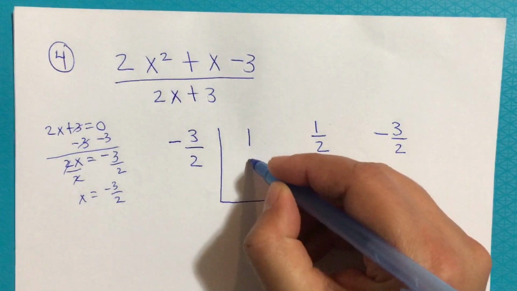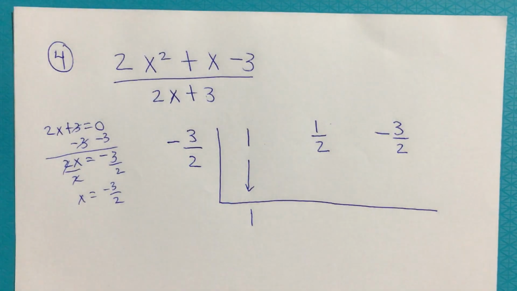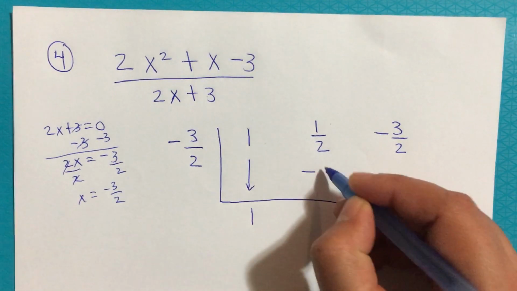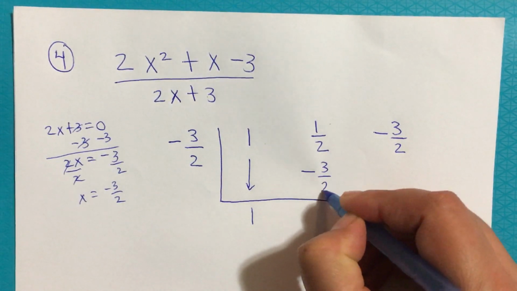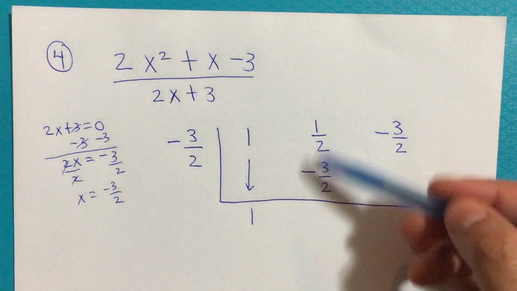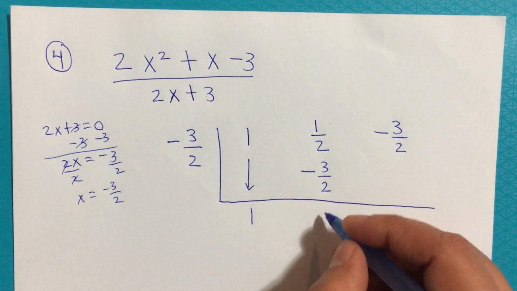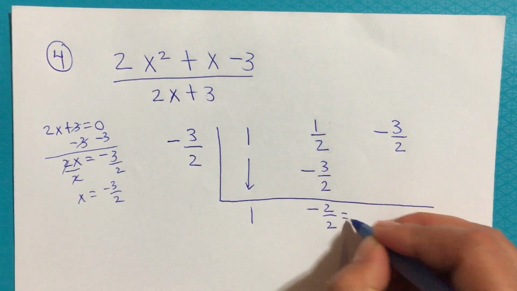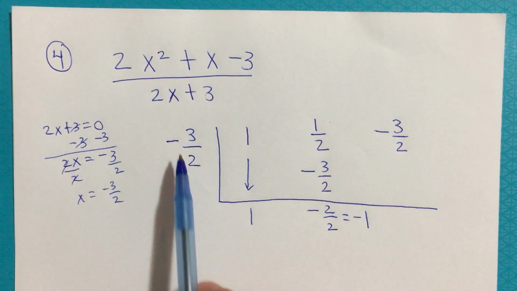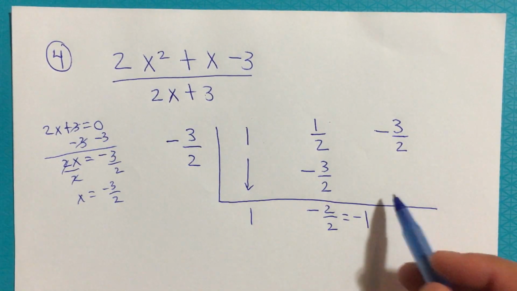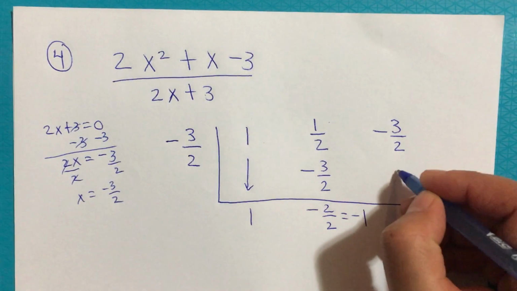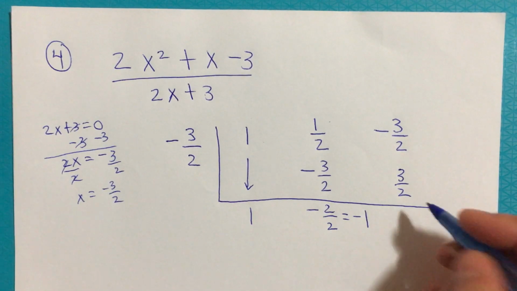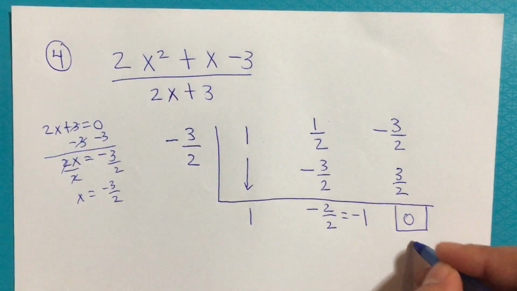From there, the steps are going to be the same. This is a 1. Negative 3/2 times 1 is negative 3/2. I add them, or in this case subtract them, and I end up with negative 2/2, which is equals to negative 1. Then I multiply again. Negative times negative is positive, and 1 times 3/2 is 3/2. And negative 3/2 and positive 3/2 is 0. The last one we said that that's the remainder.